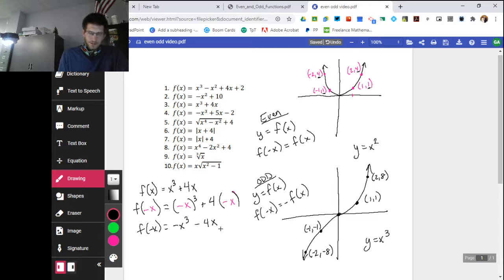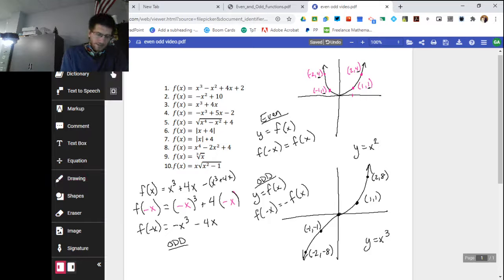So then you take this function and you compare it back to the original. Is it the same? Obviously not. Is it the exact opposite? Is it a negation of the original? Well, if I multiplied the original function by a negative, what would I get? Well, I would get negative x to the third minus 4x, so this is the negative of the original, the negation of the original. So this is indeed an odd function, the exact opposite. I would get the opposite values out, as you can see in the graph, as I did the original.